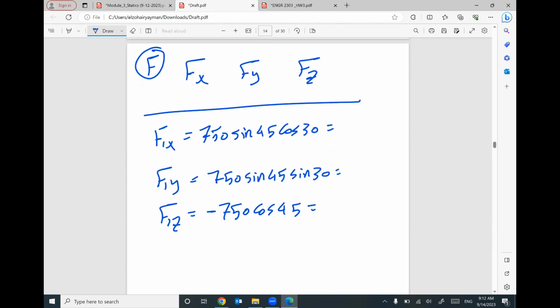So I can find my numbers. Let me do it for you. 750 times sine 45 degree times cosine 30, your value will be 459.3. 750 times sine 45 degree times sine 30, your value will be 265.2. 750 times cosine 45 degree, I got negative 530.3.